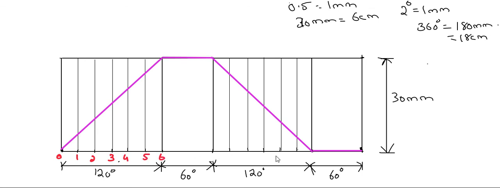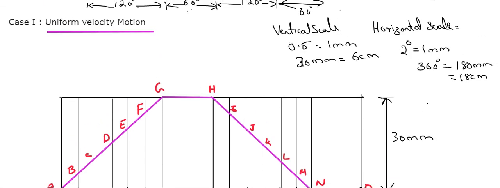And in the return stroke, you name with the same notation but with a dash. 1 dash, 2 dash, 3 dash, 4 dash, 5 dash, and 6 dash. And in the slanted side, you name it as A, B, C, D, E, F, G, and you continue with that H, I, J, K, L, M, N, and the last one will be O. So this is our displacement diagram for the uniform velocity motion.